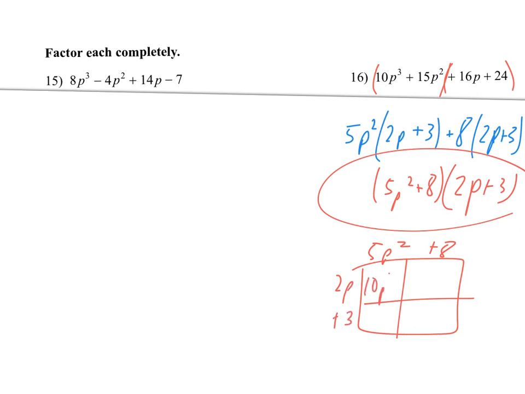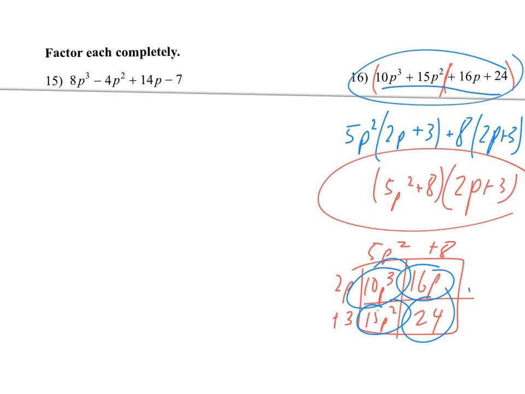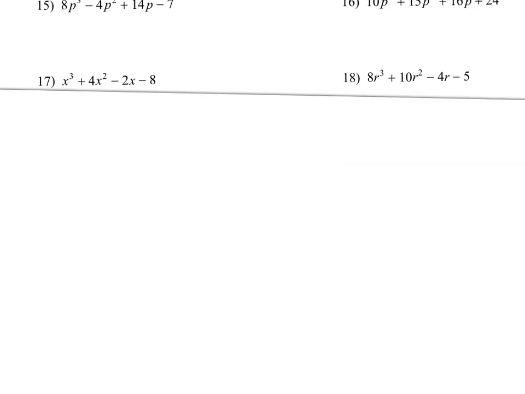So this gives me 10p to the third, 16p, 15p squared, and then 24. So you can see that all of those are right here. These 4 terms, no like terms, and so it would just give me that original question, so that means my answer checks out. All right, next up here, same thing, factoring by grouping.